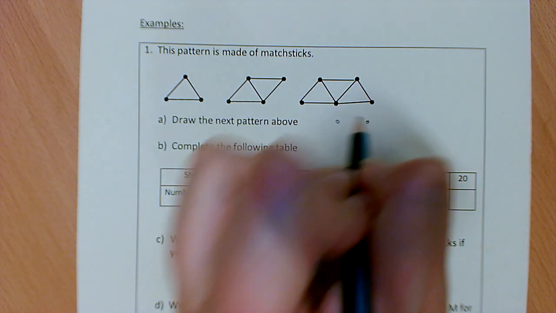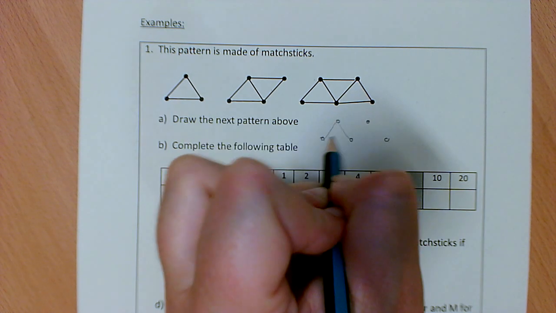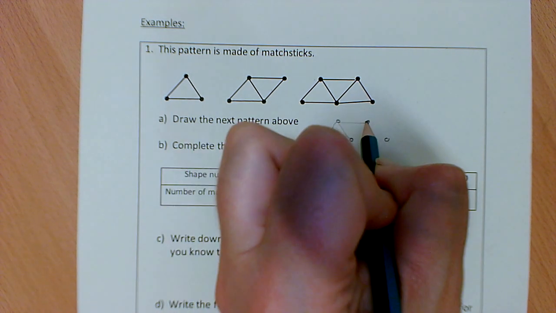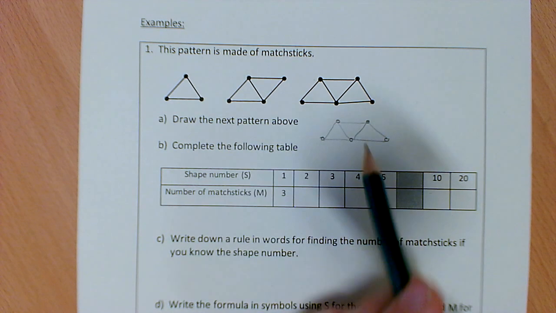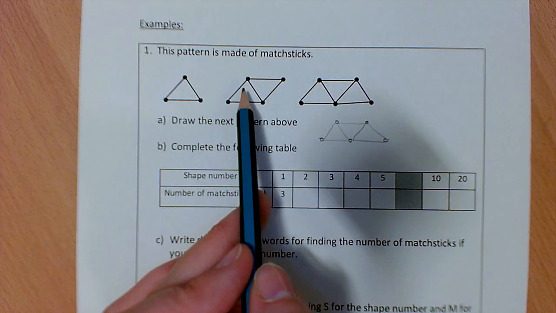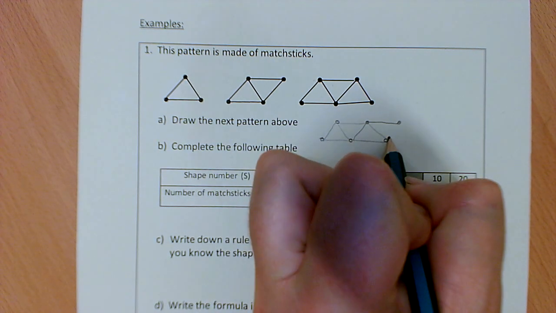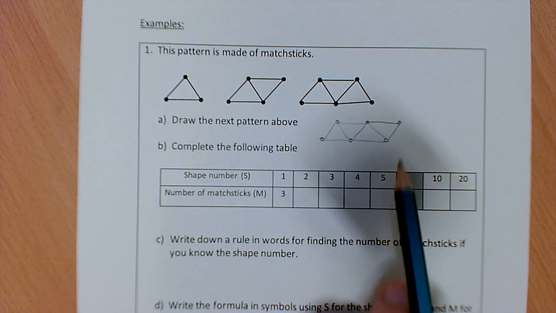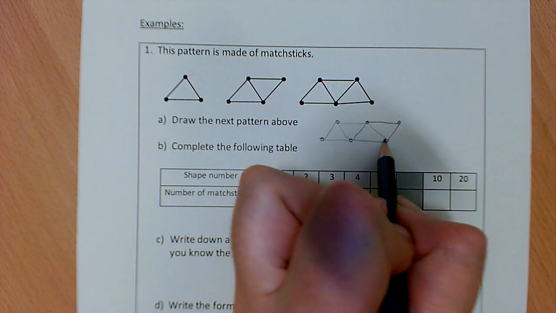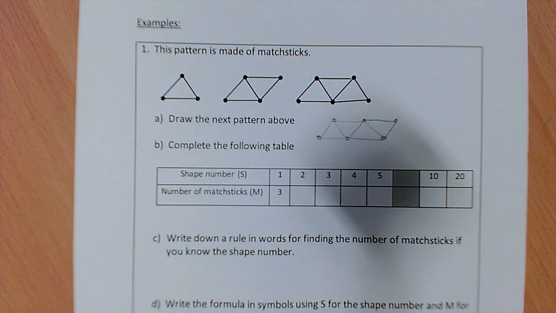So I have 1, 2, 1, 2, 3, and those are attached with our matchstick lines. So that's the image that's there, but I have to add another triangle on, because you notice there's 1, 2, 3 triangles. So I'm going to add another little triangle on, and that is my 4th picture. Now, using this picture, we want to complete the following table.